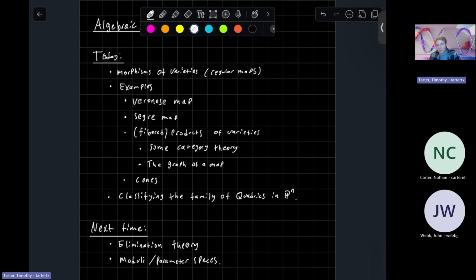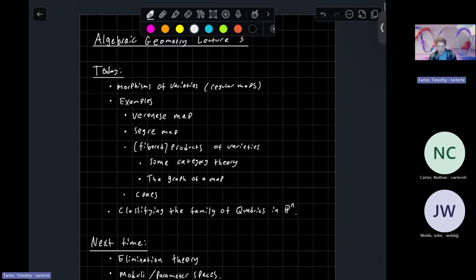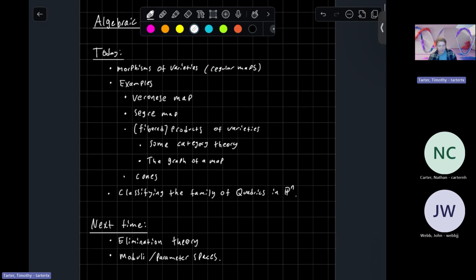We'll also talk about projections from one variety to another as a method of elimination theory, which is a way of making problems that are computationally difficult because they have too many variables into easier problems. So yeah, I'm excited for next lecture.